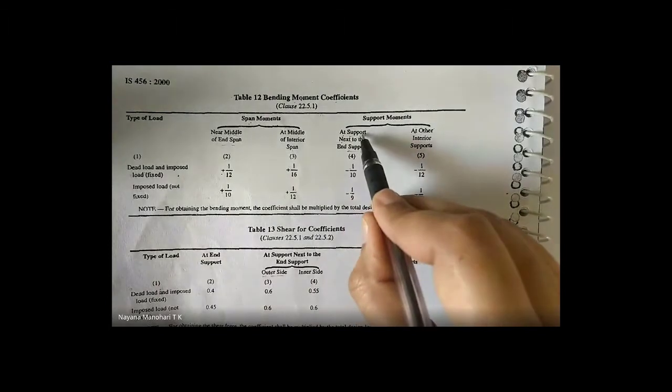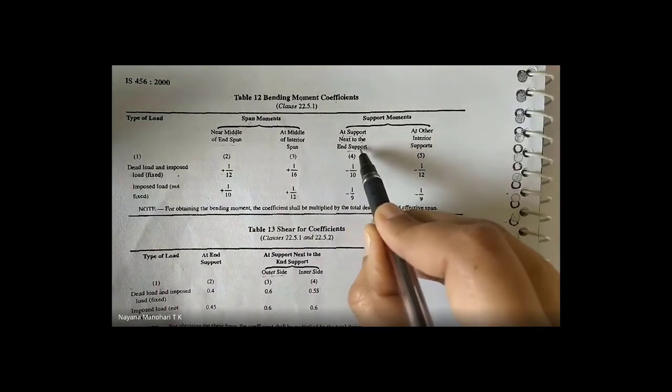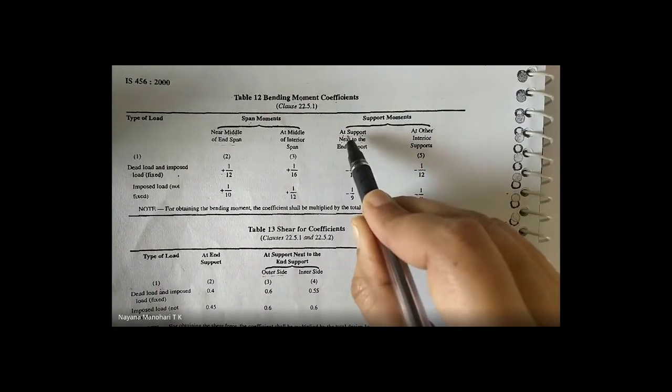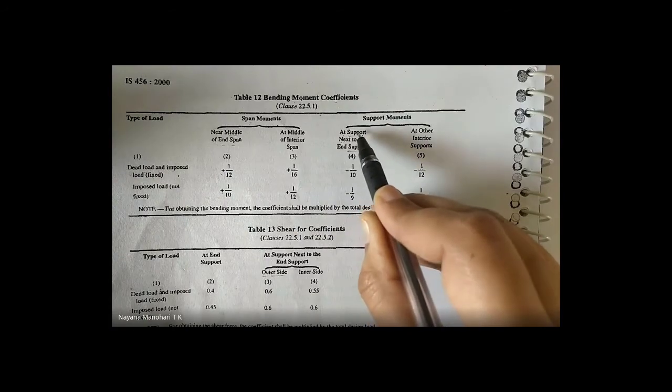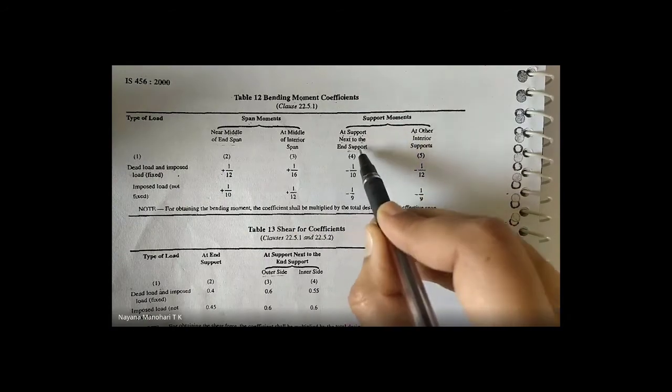Okay, see here, at support next to the end support. Observe here, understand carefully. At support next to the end support. Which are the end supports in this problem? In this case, A as well as E are the end supports. Okay. The supports next to the end supports are what? B as well as D.